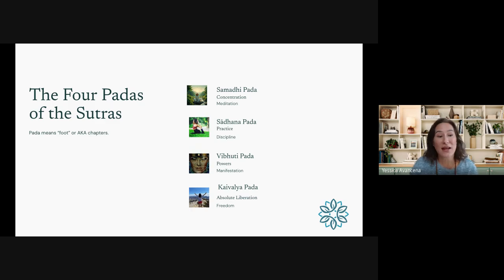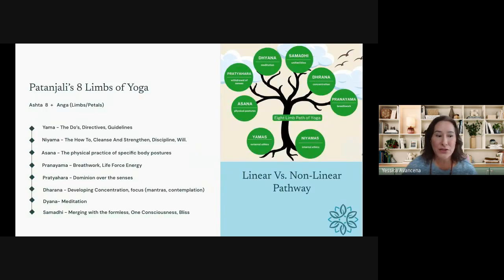And if you are interested, I'd love to hear if you even have an interest in exploring any of these later chapters. So let's go into the actual 8 limbs of yoga that we've been talking about. So again, the 8 limbs here, Ashta means 8, and then Anga means either limbs or petals, however you want to say or look at that. And then let's take a look at this tree. I love the analogy of the tree, reminds me of the tree of life.